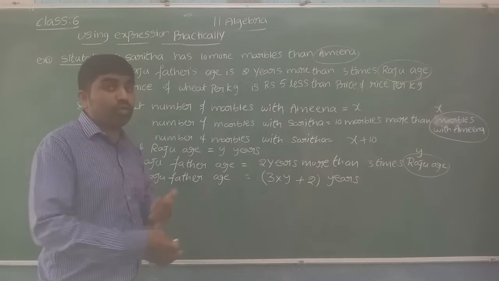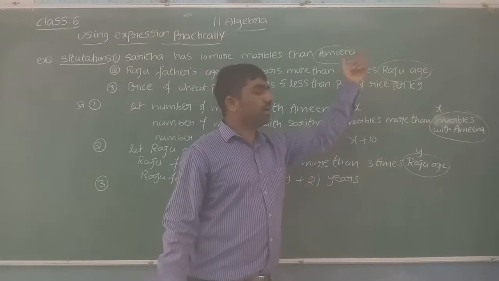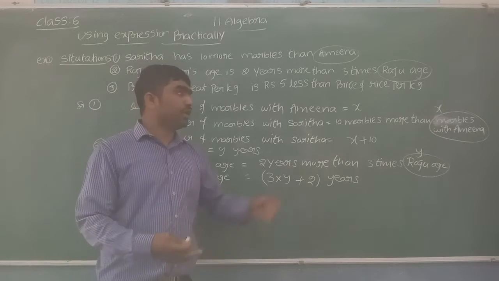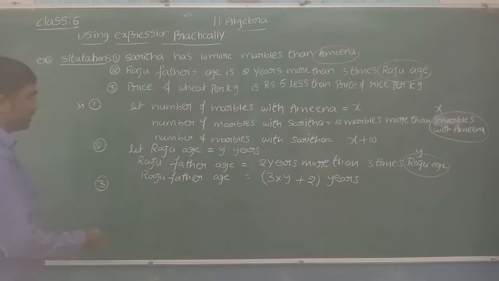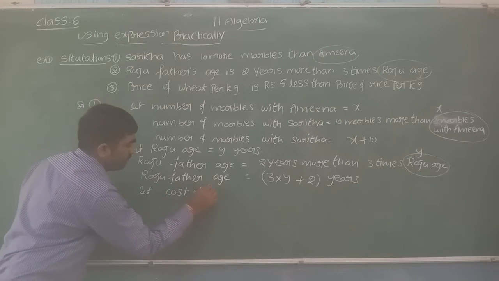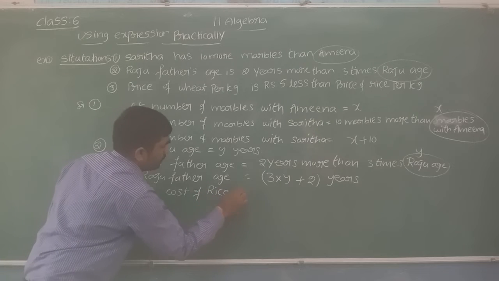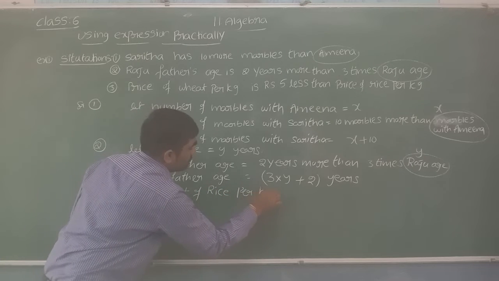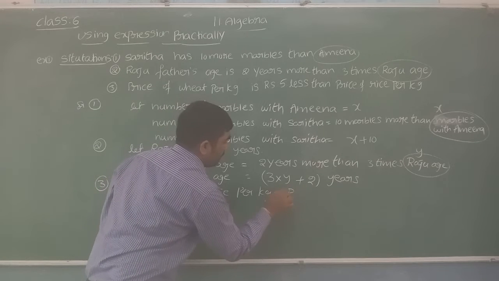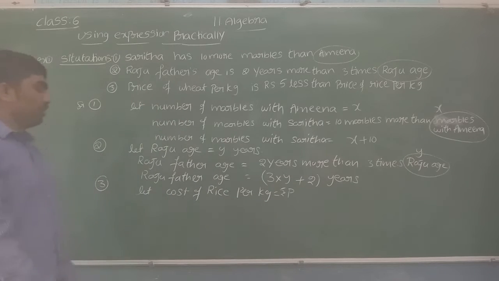So here the unknown value is what? Cost of the rice per kg. It is the unknown value. So this unknown value will be expressed with the help of an alphabet. Let's write here cost of rice per kg. Per 1 kg how many rupees? We don't know. It is some rupees p. And now we'll find out the cost of wheat per kg.